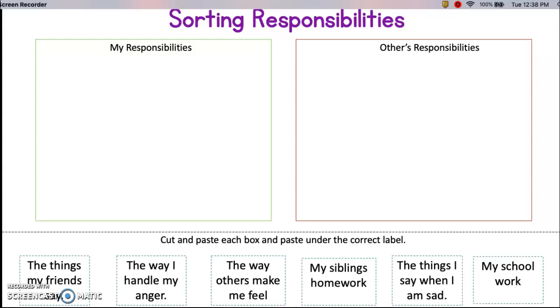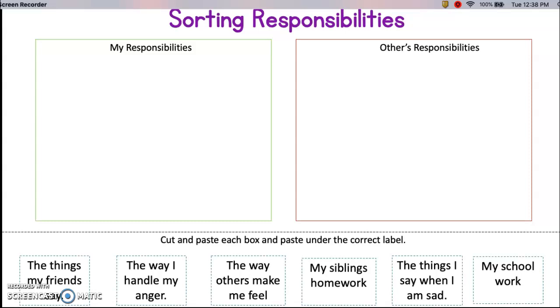Hi friends, since we already discussed responsibilities and you already made yours, below let's try to sort responsibilities. As you see below, there are things that you need to cut out. This will allow you to sort them into either the My Responsibilities category or Others Responsibilities. Below are some ideas.